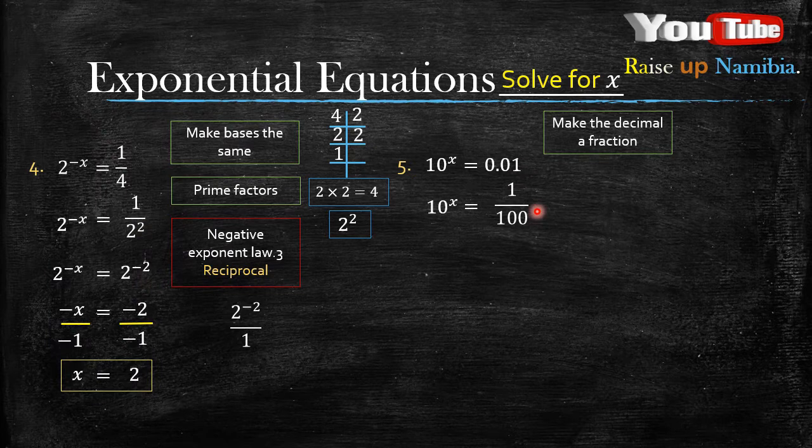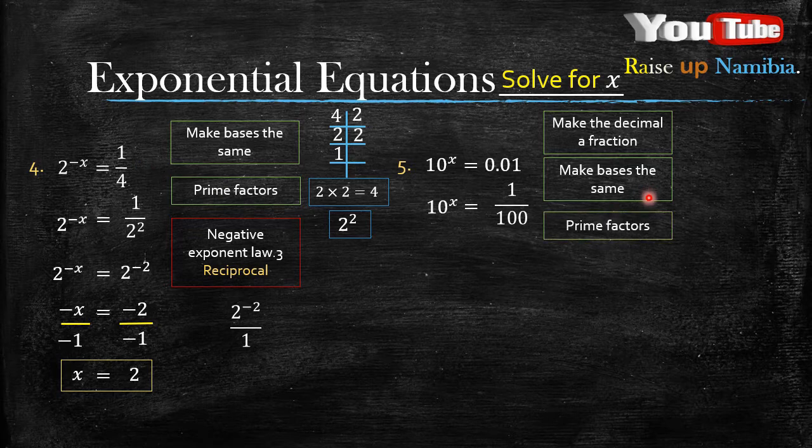Now what do we do from here? Now we follow what we did here. Okay? Which is to make the bases the same. How do we do that? By using the prime factors. So let's start again with the bigger one, which is 100. So we say 100 divided by the first prime number. If you know the prime numbers, the first prime number is 2. So 100 divided by 2 will give you 50.